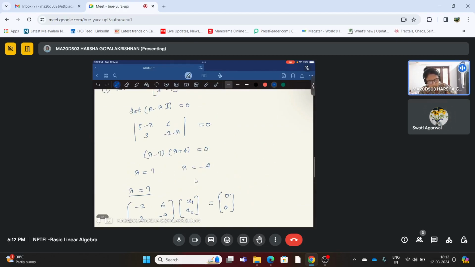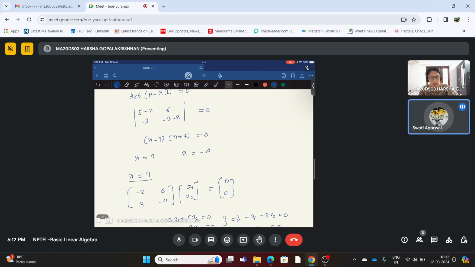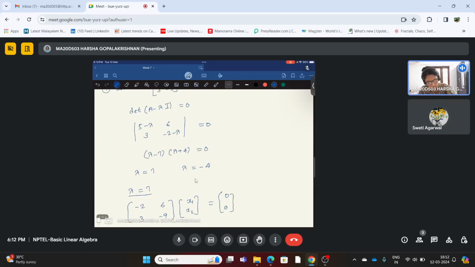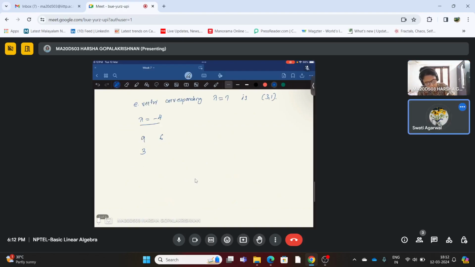So this is our A minus lambda I matrix, and lambda is minus 4. What is the matrix now? 9, 6, 3, and 2. With lambda equal to minus 4, right?